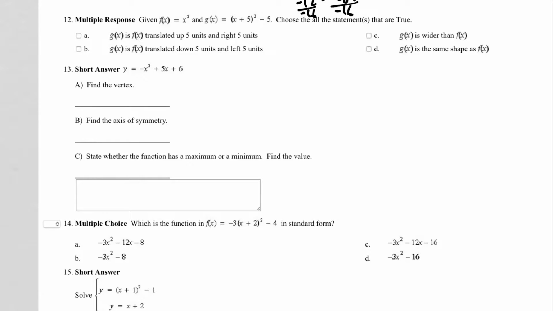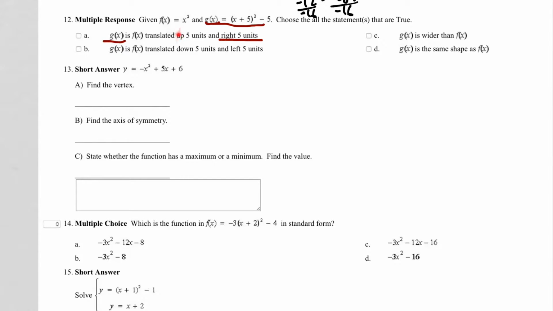Okay. A, g of x is f of x translated up 5 units and right 5 units. Now let's compare that to the actual function. G of x is x plus 5 quantity squared minus 5. The plus 5 inside the parentheses, that's a horizontal translation, so it's either left or right. Positive means left. Negative means right. So this is completely wrong because it says right 5 units, but it says plus. It should be to the left 5 units.